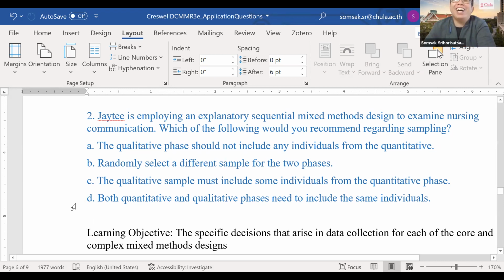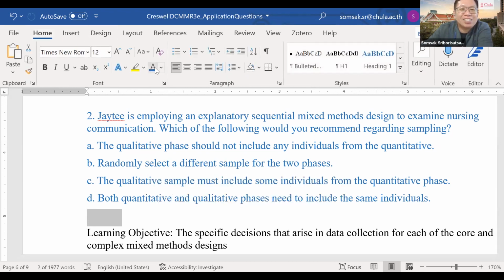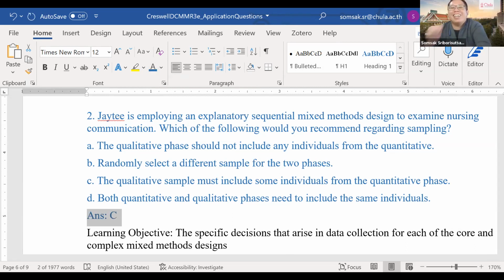Okay, you sure? Okay. Sorry to make you get confused. Okay. This is your final answer. Pick. B, boy. Oh, sorry. C, cat. Yes, but explanatory, we start with qualitative and then quantitative, right? Okay. Good. A very good try.